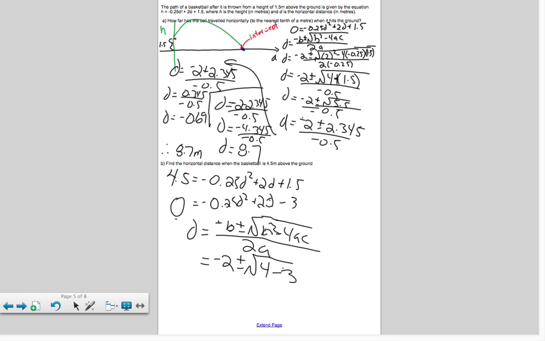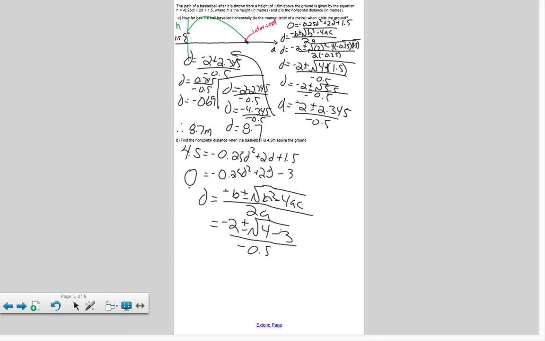All over 2 times A, which is still over negative 0.5. That looks like it's too nice. It is. B is 2, so 2 squared is 4. Negative 4 times A is still negative 2, so that means positive 1 times C here is 3.